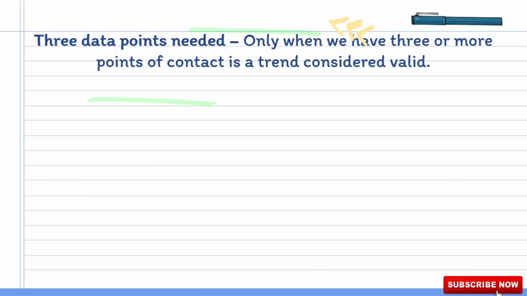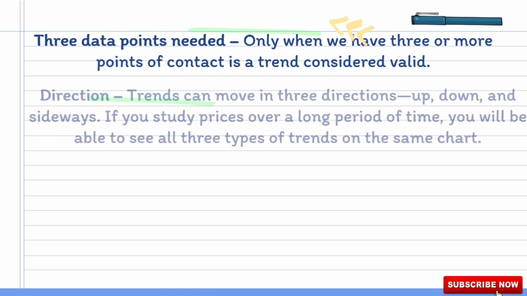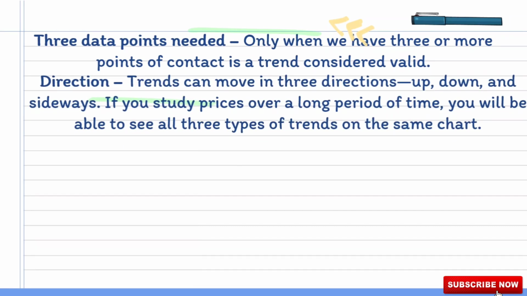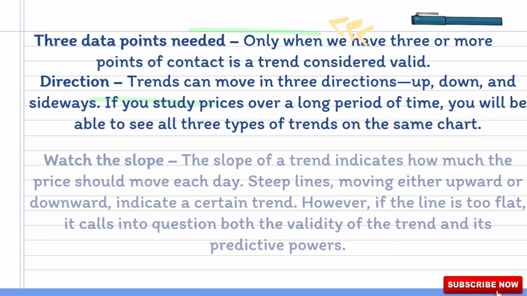Number 1, the 3 points needed. Only when we have 3 or more points of contact is a trend considered valid. Direction: trends can move in 3 directions: up, down, and sideways. If you study prices over a long period of time, you will be able to see all 3 types of trends in the same chart.